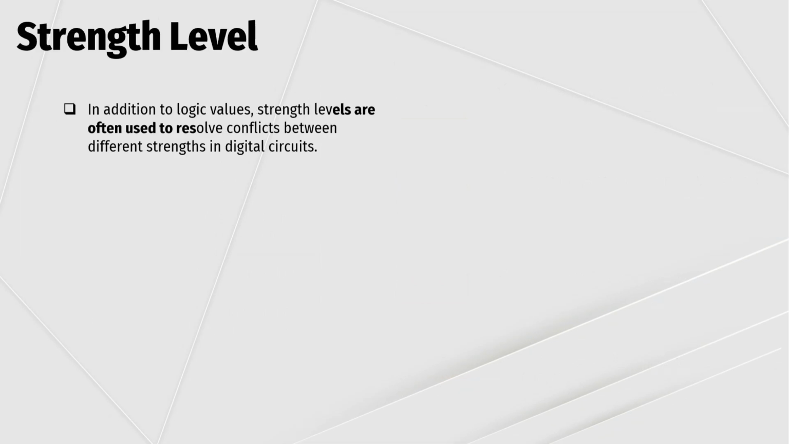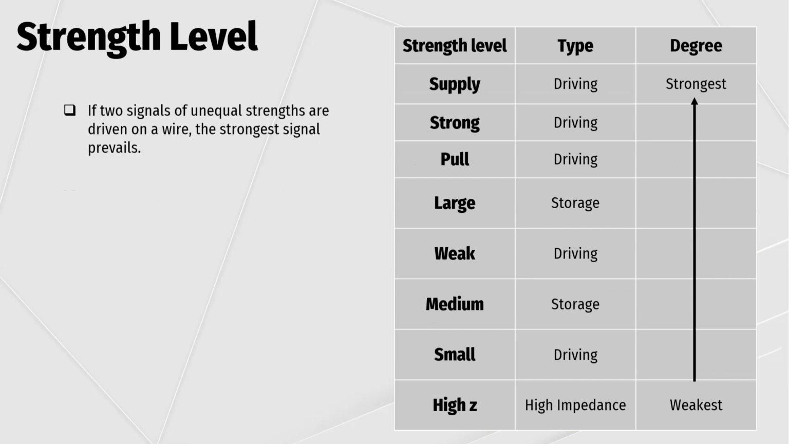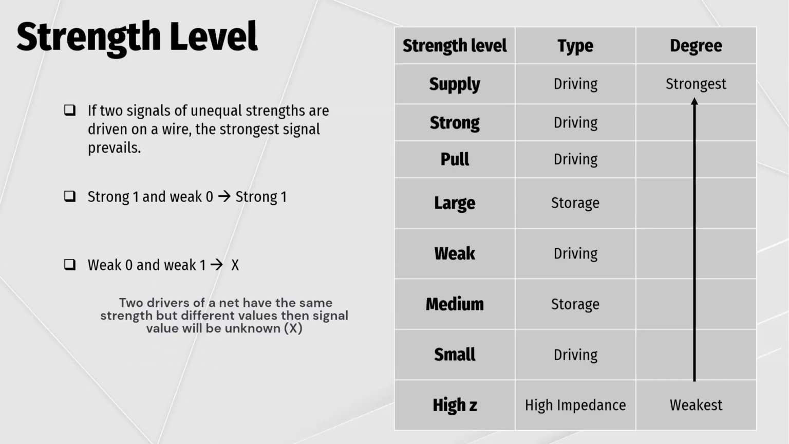In addition to logic values, strength levels are often used to resolve conflicts between drivers of different strengths in digital circuits. Value levels 0 and 1 can have the strength levels listed. If two signals of unequal strengths are driven on a wire, the stronger signal prevails. For example, if two signals of strength strong 1 and weak 0 contend, the result is resolved as a strong 1. If two signals of strength weak 0 and weak 1 conflict, the result is an X, because two drivers of a net have the same strength but different values, so the signal value will be unknown.